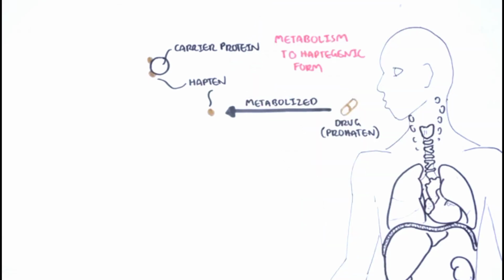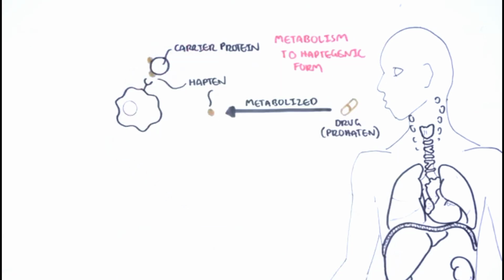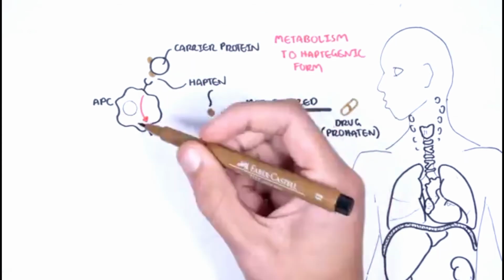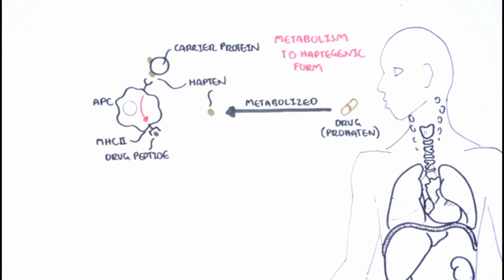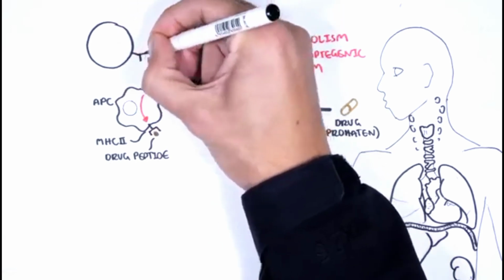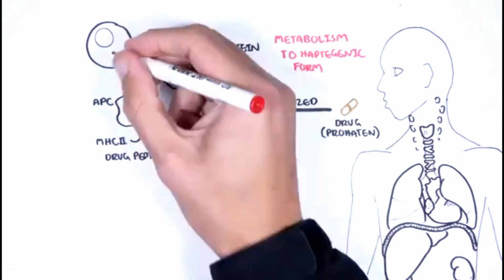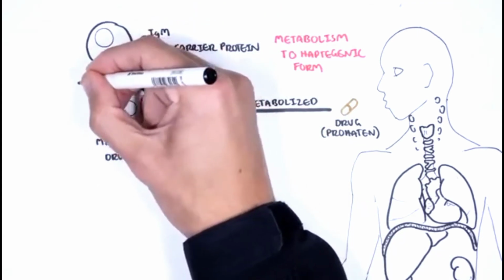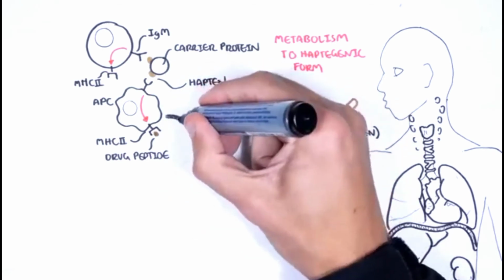Now, when they bind, they form a hapten carrier protein complex, and this complex can now be detected by antigen-presenting cells, such as macrophages. The antigen-presenting cells will pick this complex up and then express a component of this protein hapten complex on an MHC class II molecule. Similarly, circulating B cells, which are also antigen-presenting cells, can bind and detect this hapten carrier protein complex, take it in, process it, and then express its component on an MHC class II molecule as well.